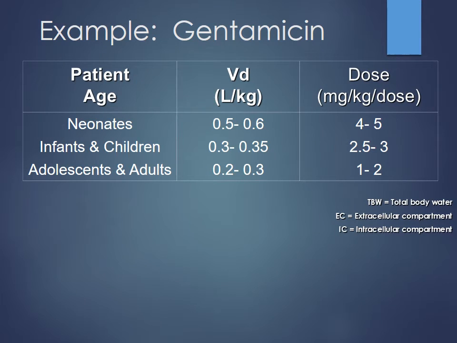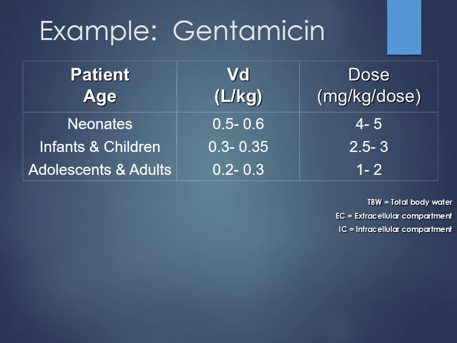So, as an example, gentamicin is probably the most common aminoglycoside you're going to be giving to Peds patients. If you look at the volume of distribution on a liter per kilogram basis, which is usually how this is going to be expressed, you can see how this differs. So it's much higher, say 0.5 to 0.6 liters per kilo versus something like 0.2 to 0.3 for adolescents and adults. Okay, so then compare that to your dosing.